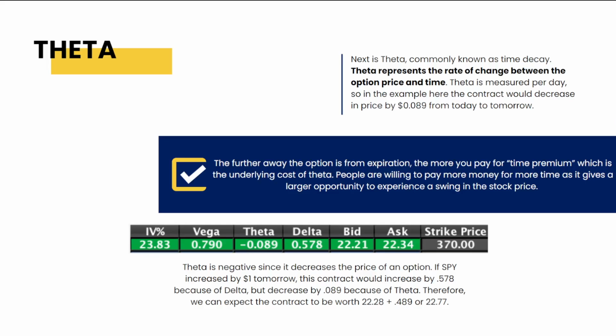So in this example, theta is negative since it decreases the price of an option. If SPY increased by $1 tomorrow, this contract would increase by 0.578 because of delta, right? And we just went over delta, but decreased by 0.089 because of theta. Therefore, we can expect the contract to be worth 22.28 plus the 0.489 or 22.7. So I know that might sound confusing, but essentially you're acknowledging what the contract will be worth when acknowledging theta's influence on the contract and delta's influence on the contract, right?